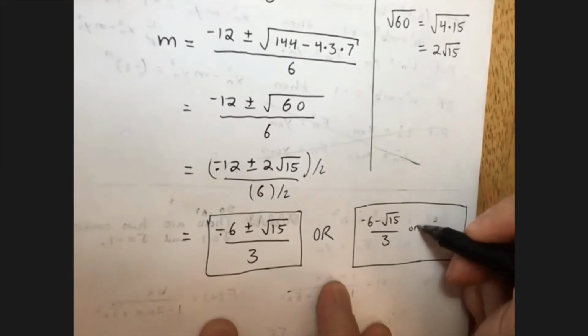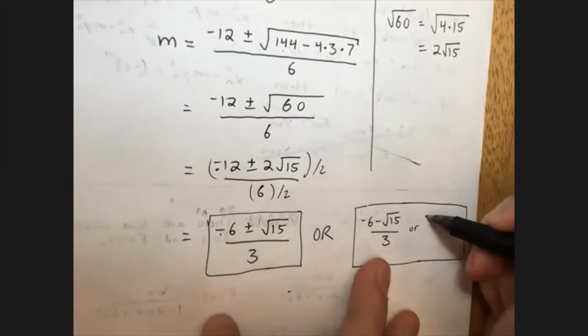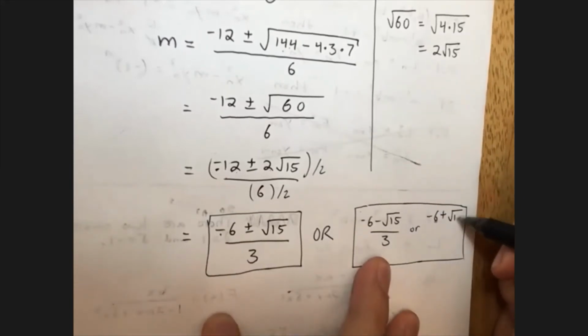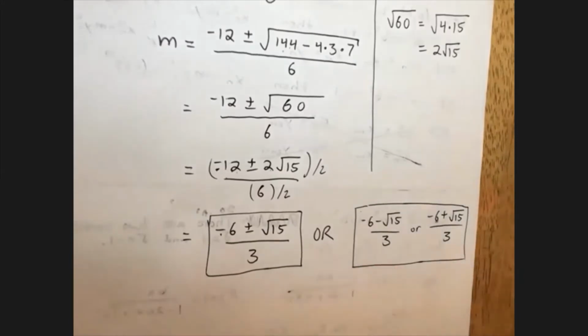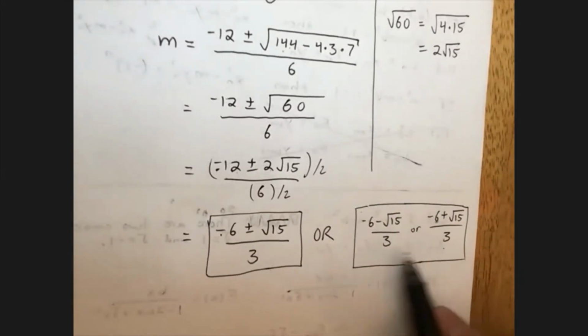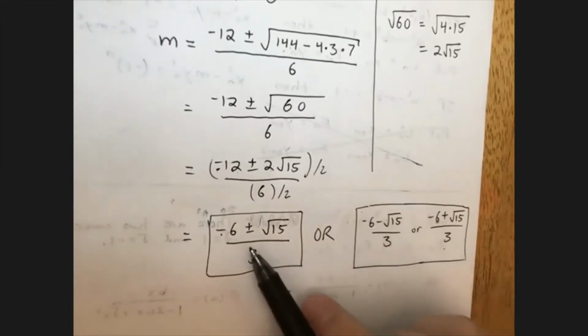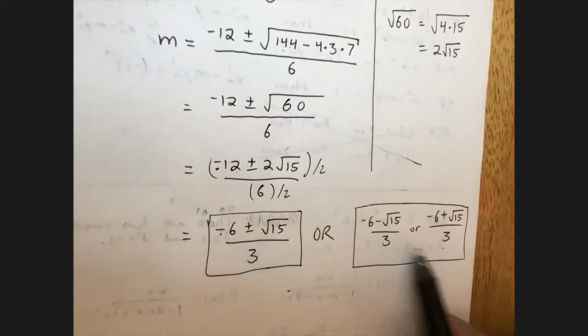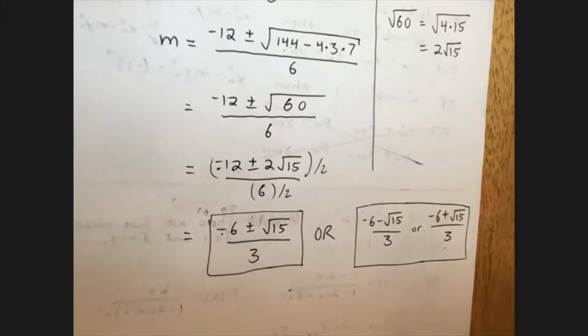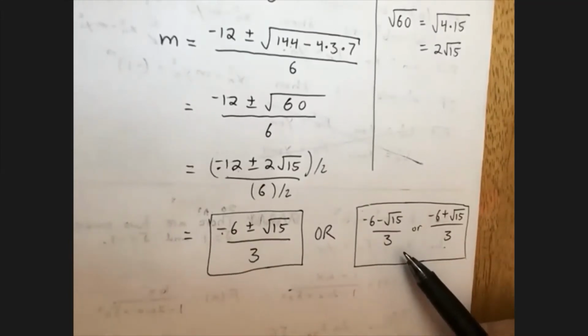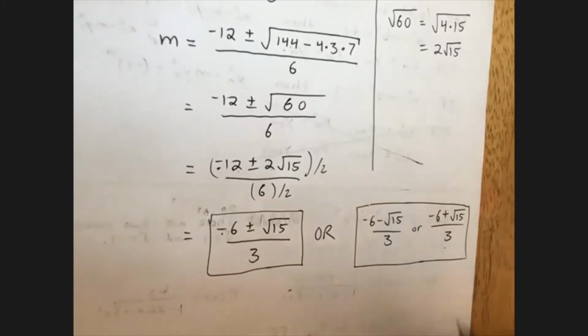And then put an "or" here. And then negative 6 plus root 15 over 3. So in my OpenMath, you're going to want to write the two answers separately, because there's no plus or minus button. So you're going to have to write it like this, and you'll separate these by commas. And this is as simple as we can write it, because unfortunately, root 15 can't be simplified anymore. This is as good as we can get.